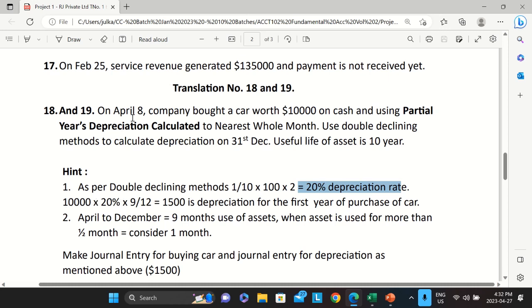So now we know that on April 8 we bought a car. Until 31st of December there will be around 9 months. But we will not calculate the number of days; for 1 to 8 days we use less, and from 9 onwards, that 1 month will be considered. Why are we calculating this? Because we are using the partial year depreciation method, which is the nearest whole month. This is the name of the method, nearest whole month. So in this case, 9 months use of the asset. When an asset is used for more than half a month, that will be considered as 1 month, which I have already explained here.